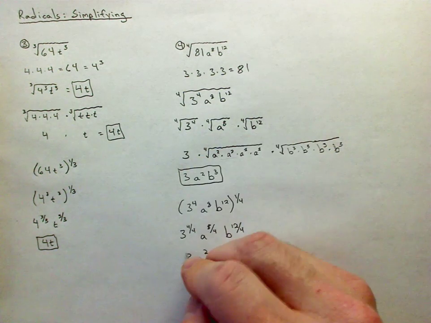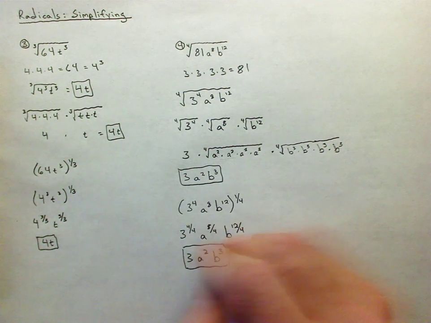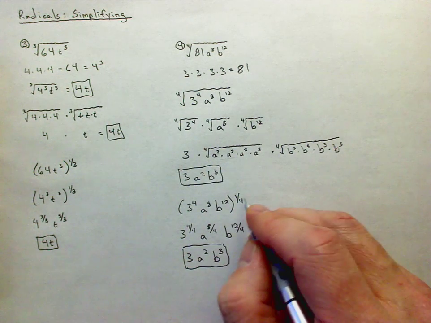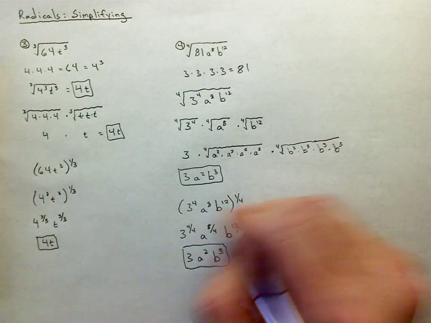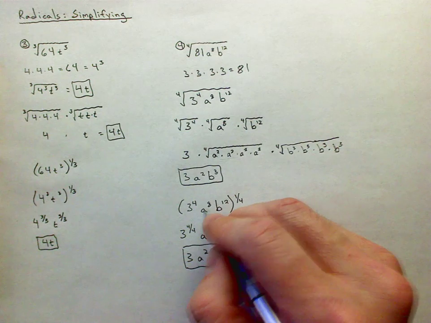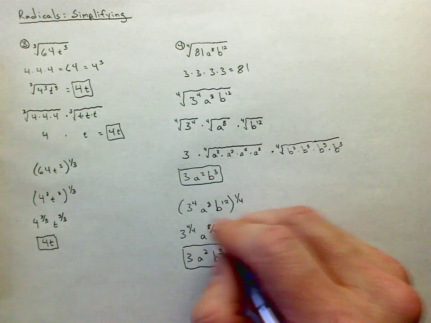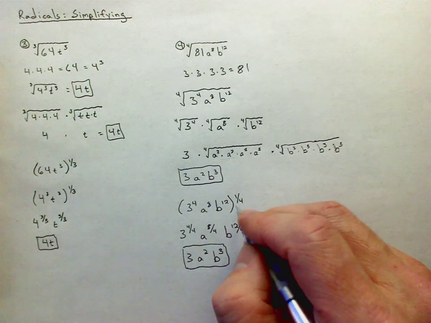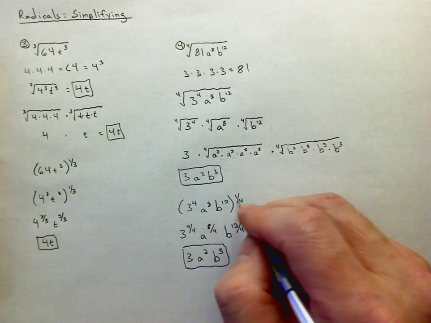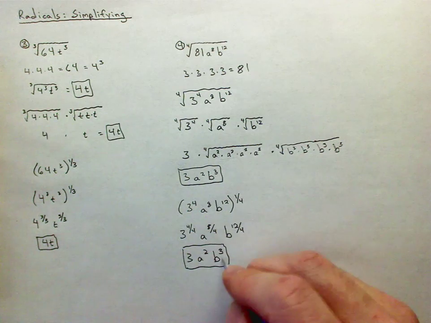In essence, I don't even write this out whenever I work it. I know that I'm more or less taking this and dividing the power of that variable by 4. So as soon as I see this, I say, oh, well, that's 8 divided by 4. Well, that's 2, so a squared. 12 divided by 4, that's 3, so that's b cubed.